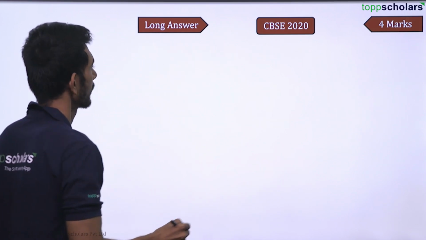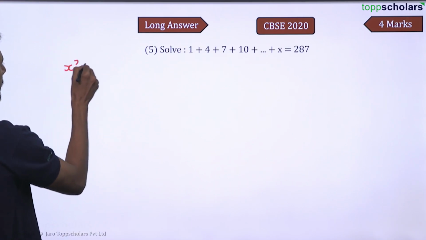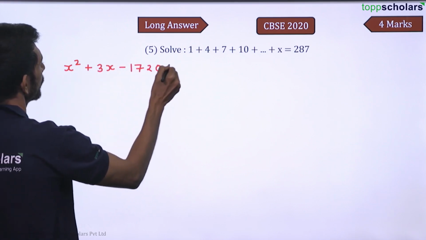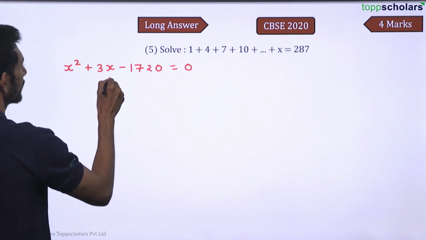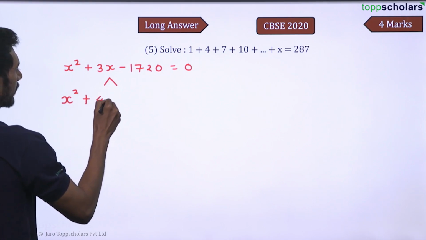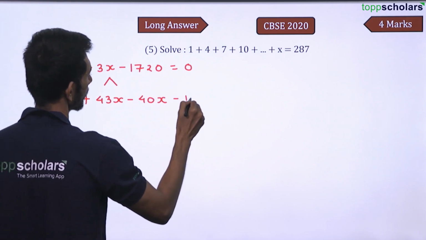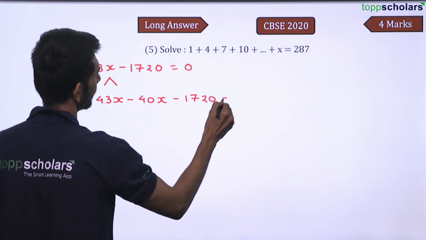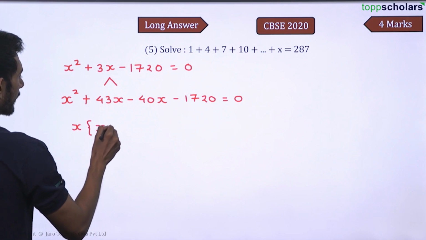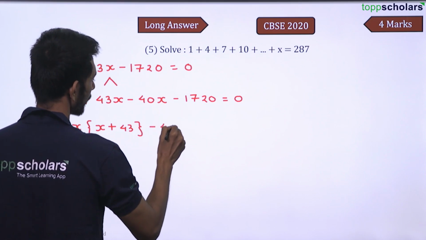So you have x square plus 3x minus 1720 is equal to 0. You can split the middle term. So that gives you x square plus 43x minus 40x minus 1720 is equal to 0. From here you can take x common. You get x plus 43. From the last two terms you can take minus 40 common.